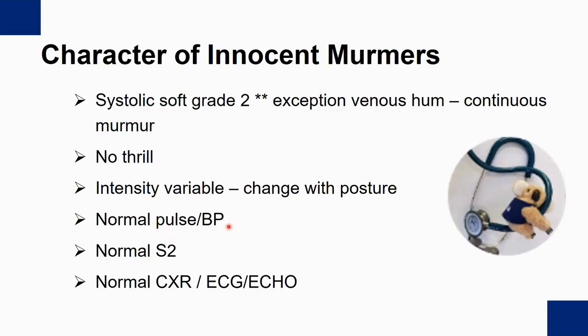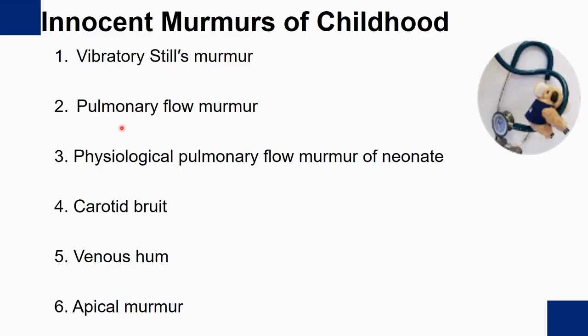The blood pressure and pulse are normal. Second heart sound is also normal. And if you do X-ray, ECG or echo, all these are normal. So usually we don't do these, but if you do, all is normal in this child. Examples of innocent murmur in childhood are: number 1, vibratory Still's murmur; number 2, pulmonary flow murmur; number 3, physiological pulmonary flow murmur of neonate; number 4, carotid bruit; number 5, venous hum; and then 6, apical murmur.